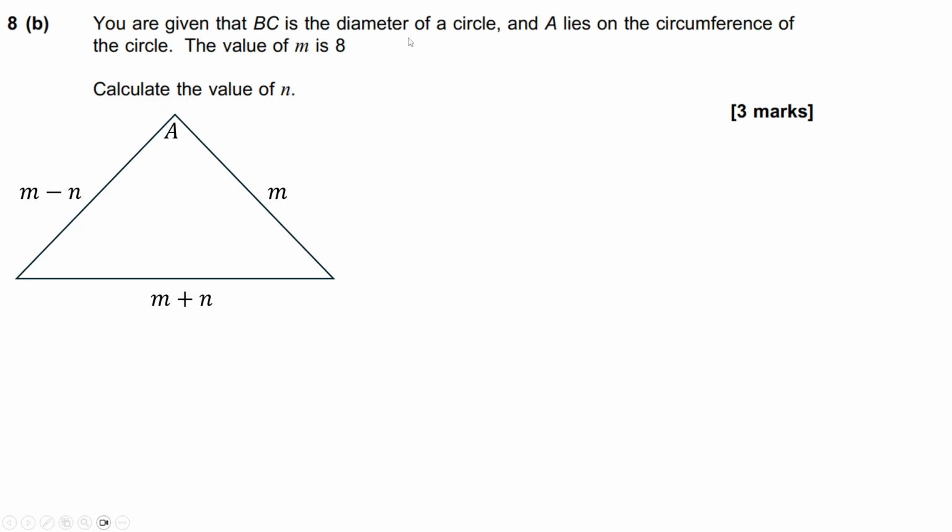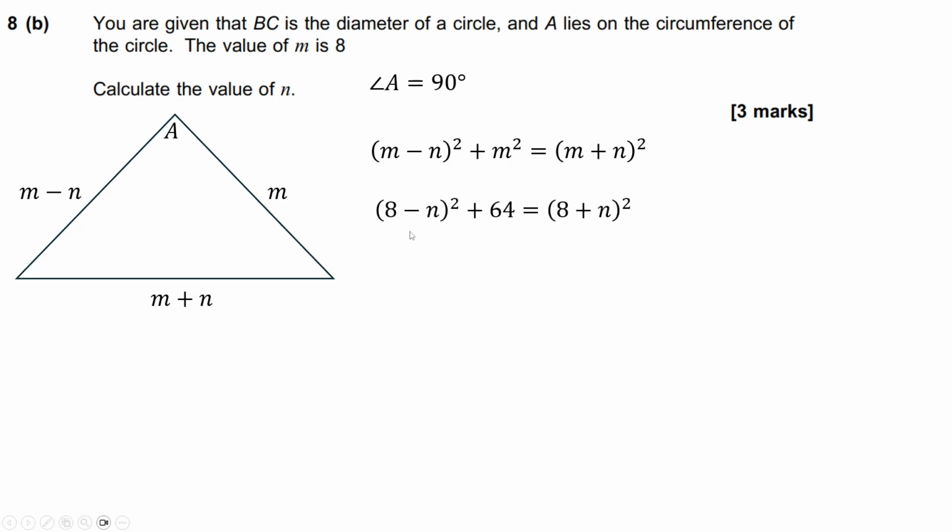You're given that BC is the diameter. Let's say that BC is this, right? If there's a circle around this, and this is the diameter, then if it meets up at the circumference, this must be 90 degrees. So angle A is 90 degrees, and then you can use Pythagoras. So this squared plus this squared equals that squared. We know that m is 8, so just plug it in. Just be very careful here. You've got 64 and 64, so you've got 128. Most of the other things cancel. You'll get 32n equals 64, so n equals 2.